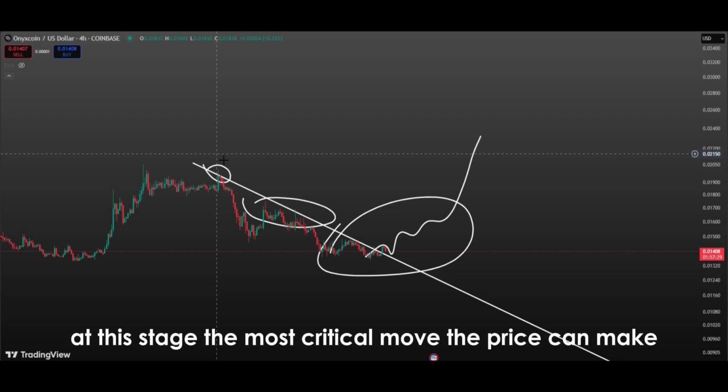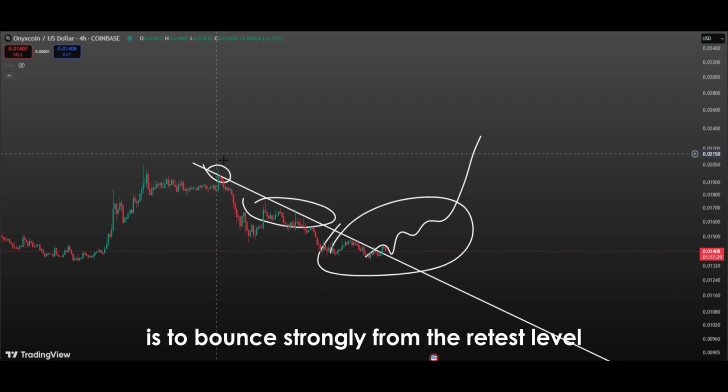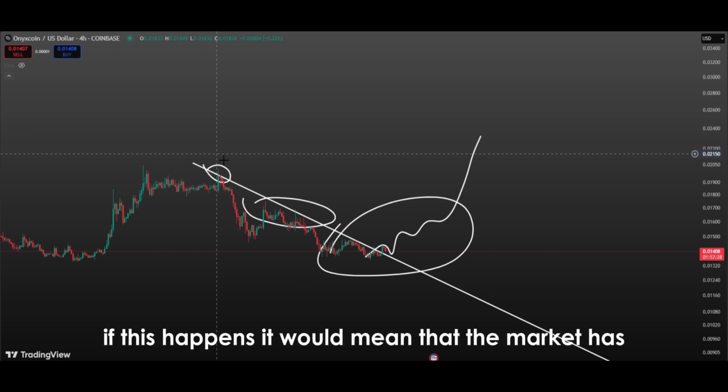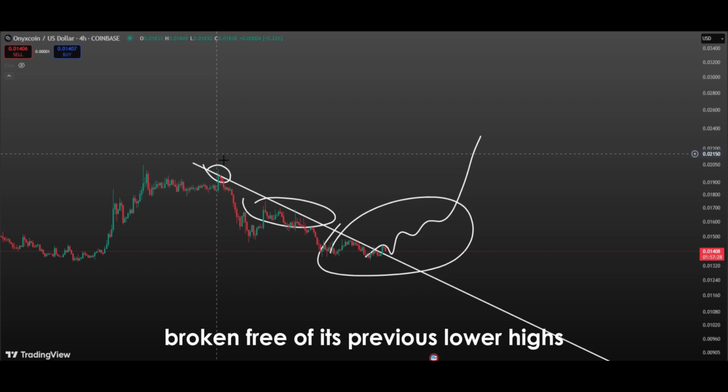At this stage, the most critical move the price can make is to bounce strongly from the retest level and start a new upward impulse. If this happens, it would mean that the market has broken free of its previous lower highs and is entering an uptrend capable of forming new higher highs.